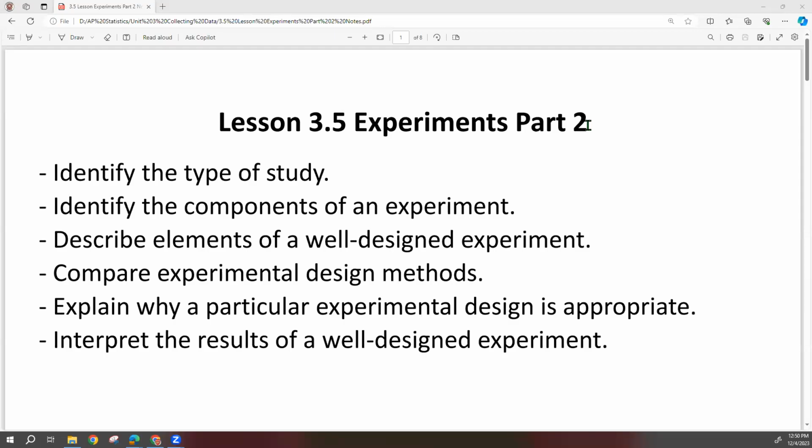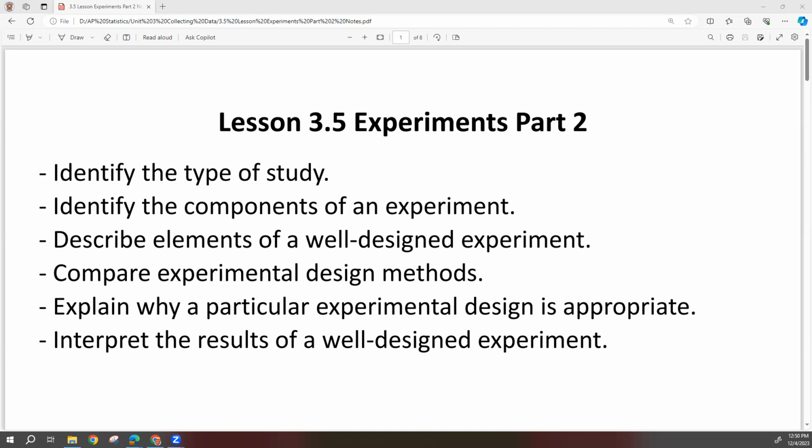Hey, all. Today we're going to continue our discussion on experiments. We're going to add a couple new ideas to what we discussed last time. We already talked about the elements or principles of a well-designed experiment. We always want to have some control. We want to have randomization. We need replication. And in some cases, we will use some blocking.